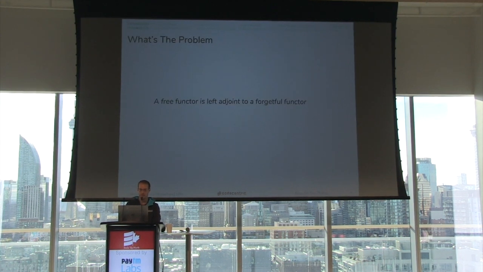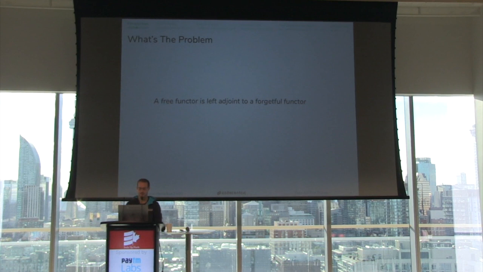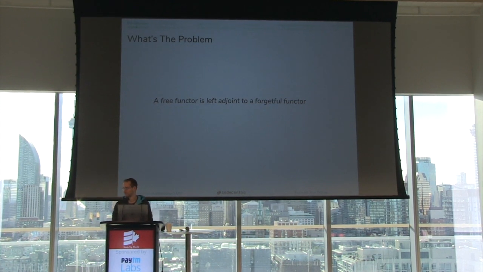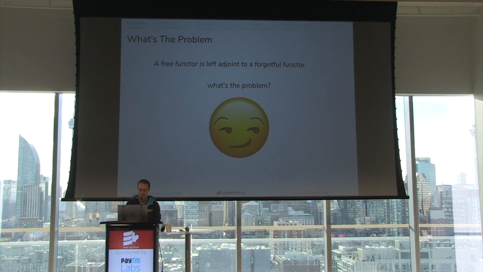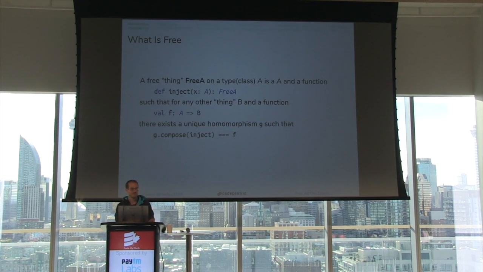Okay, so here's one definition of a free functor. A free functor is just a left adjoint to a forgetful functor. Pretty easy, right? So what's the problem? Okay, so here's another definition. A free thing, let's call it free A, on a type class A, is itself an A, and a function, let's call it inject, such that for any other thing B and a function, let's call it F, that goes from A to B, there has to be a unique homomorphism, whatever that is, G, such that G composed with inject is F.